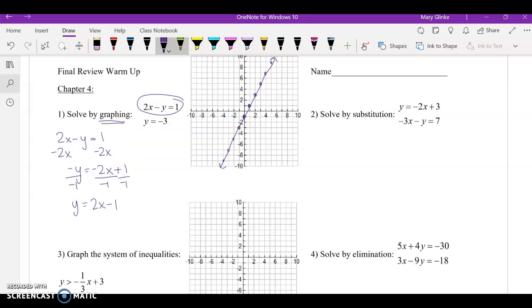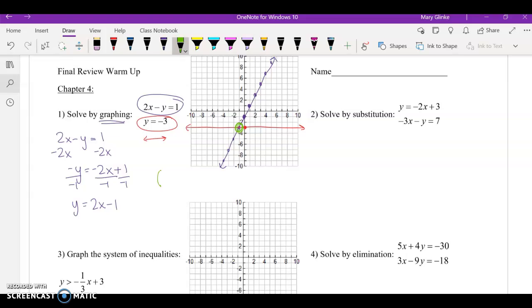Then we need to take the other equation, y equals -3, and graph that one. It is going to be a horizontal line because it is y equals, and it's going to go through -3 on our y-axis. So we're going to graph a horizontal line through -3 on our y-axis. We're looking for the point that works in both of these lines, so we're going to identify where they intersect.